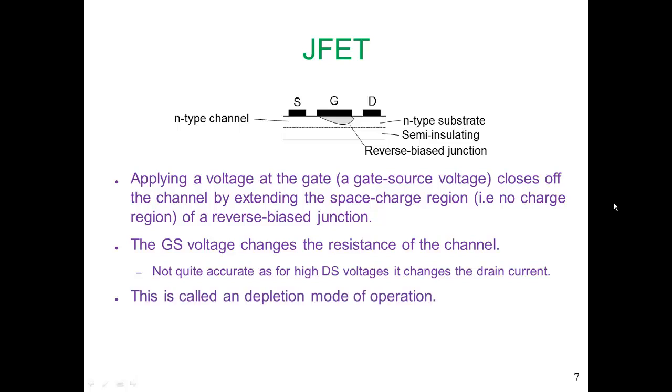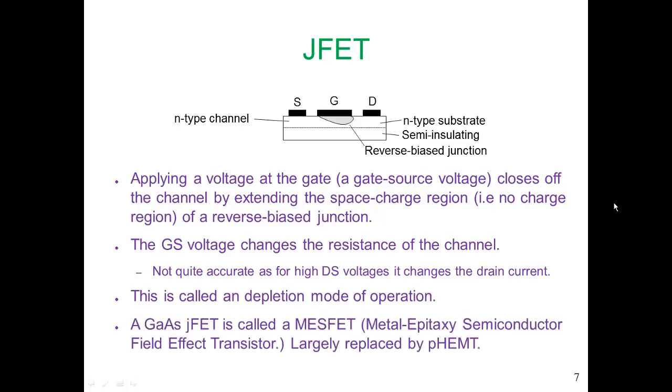This is called the depletion mode of operation. So without a voltage applied to the gate, there is a conducting channel, current will flow. If we apply a voltage across the drain and source, current will flow. It's only when we apply a voltage to the gate to increase the reverse bias that we start shutting off the channel.